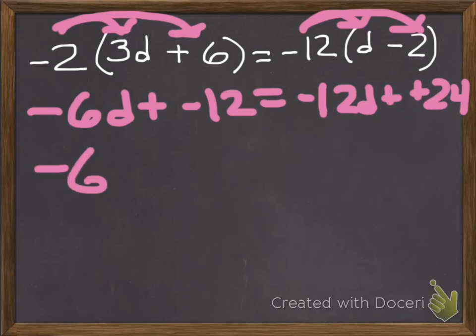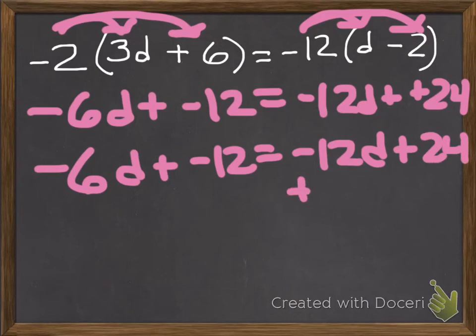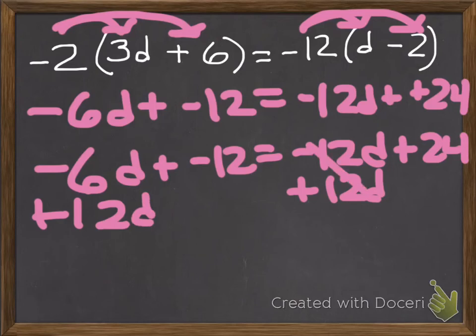So negative 6d plus negative 12 equals negative 12d plus 24. Now I'm combining the variable terms. I'm going to bring the 12d to be with the 6d, again because I can get a positive number here. So I'm going to add that, and I have negative 6d plus 12d, which gives me positive 6d.